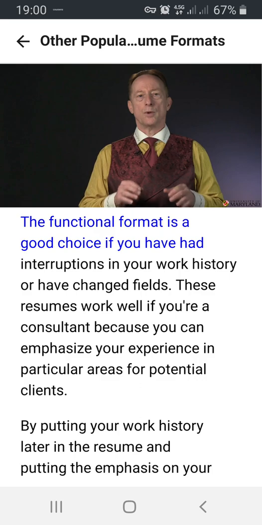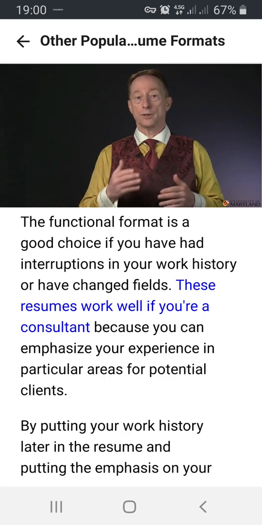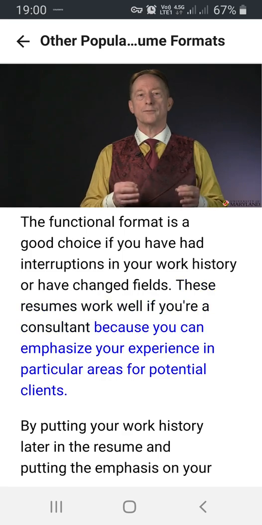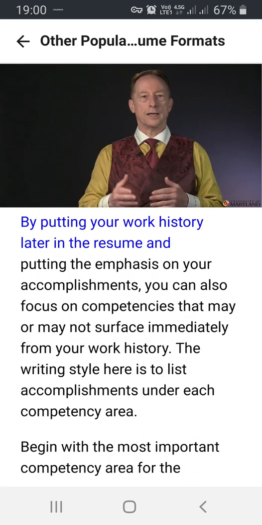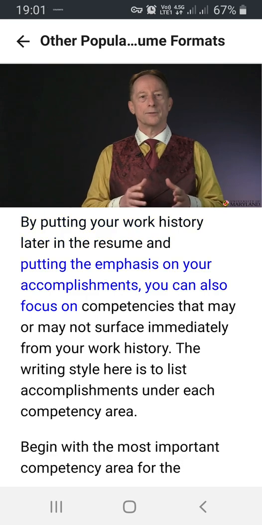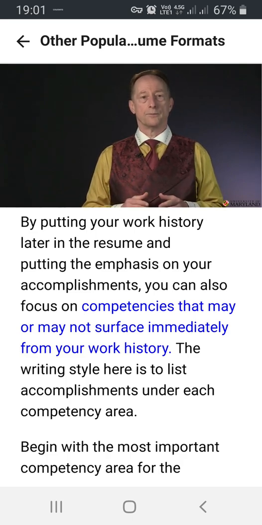good choice if you have had interruptions in your work history or have changed fields. These resumes work well if you're a consultant because you can emphasize your experience in particular areas for potential clients. By putting your work history later in the resume and putting the emphasis on your accomplishments, you can also focus on competencies that may or may not surface immediately from your work history.